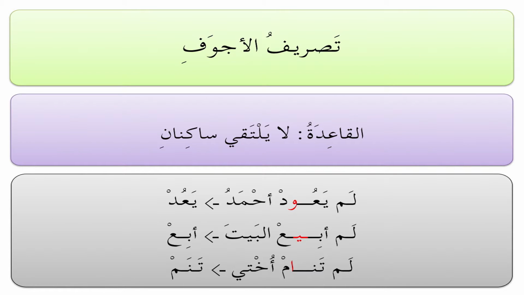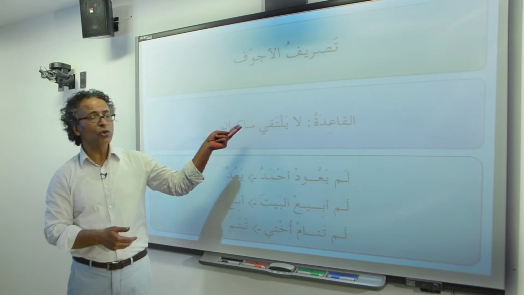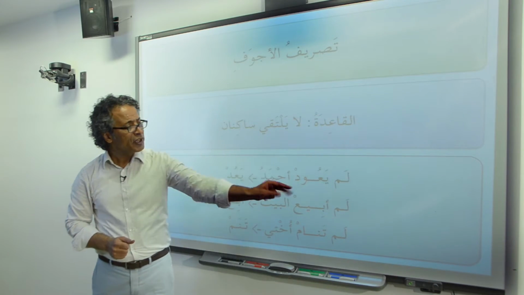القاعدة هي لا يلتقي ساكنان. Remember we talked about this rule when we talked about the sound level of Arabic. We gave it as an example. No 2 sukoons can follow each other. And remember also that a lengthening of a vowel is considered also a sukoon. So, look at these examples to illustrate this point.